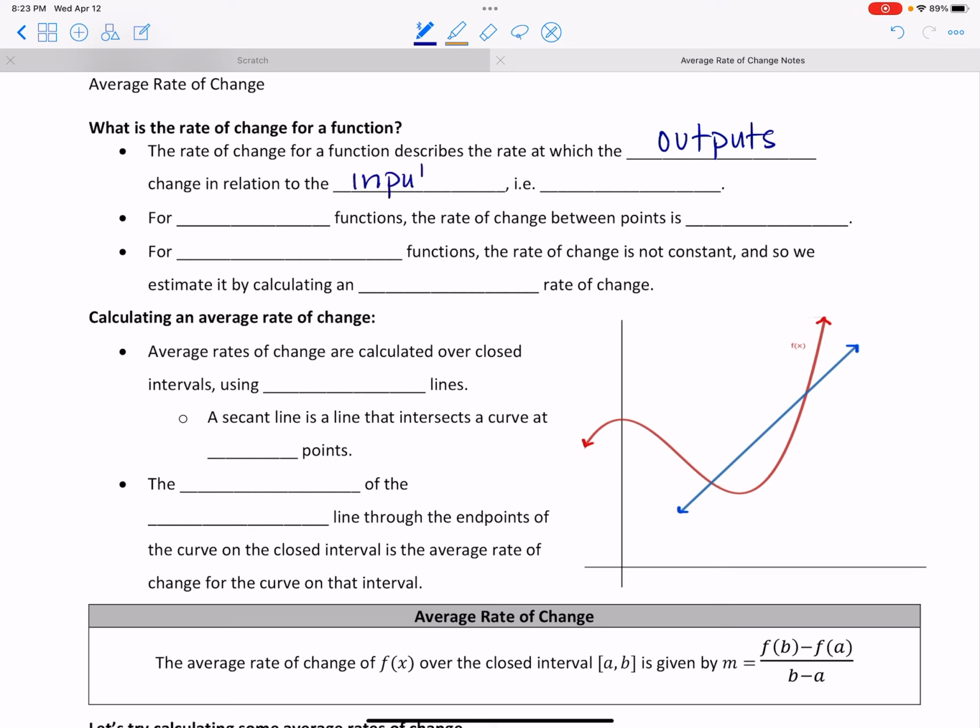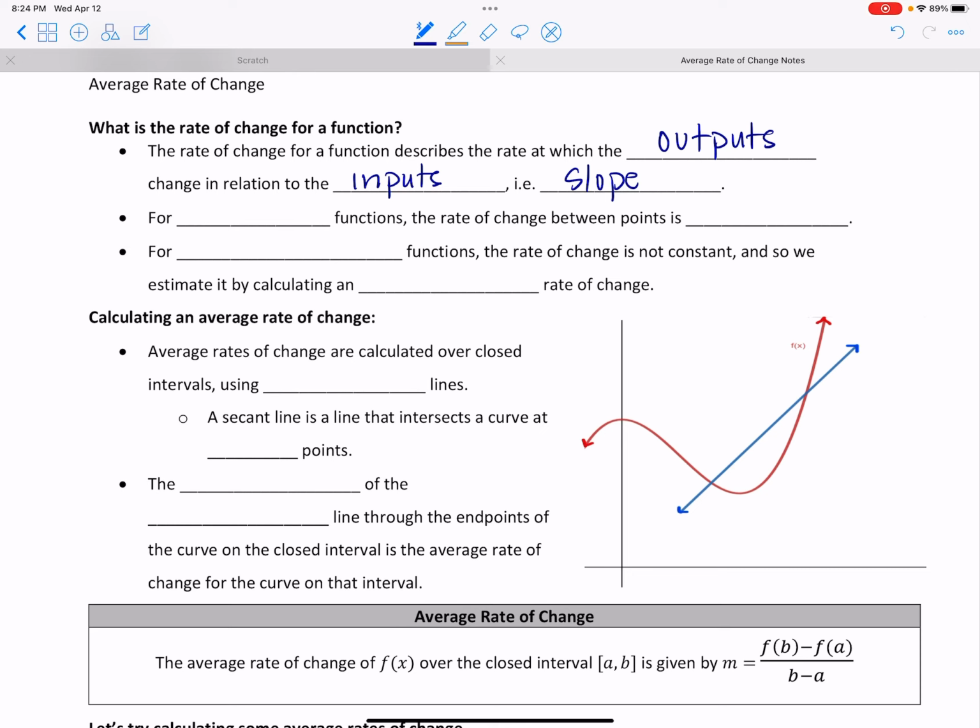But if we are looking at the rate of change in outputs to inputs, we could say the change in y over the change in x, the rise over the run, it's just slope, okay? So rate of change is a fancy way to say slope, but that should make sense. We've already examined how that's a rate at which we move from one point to the next.